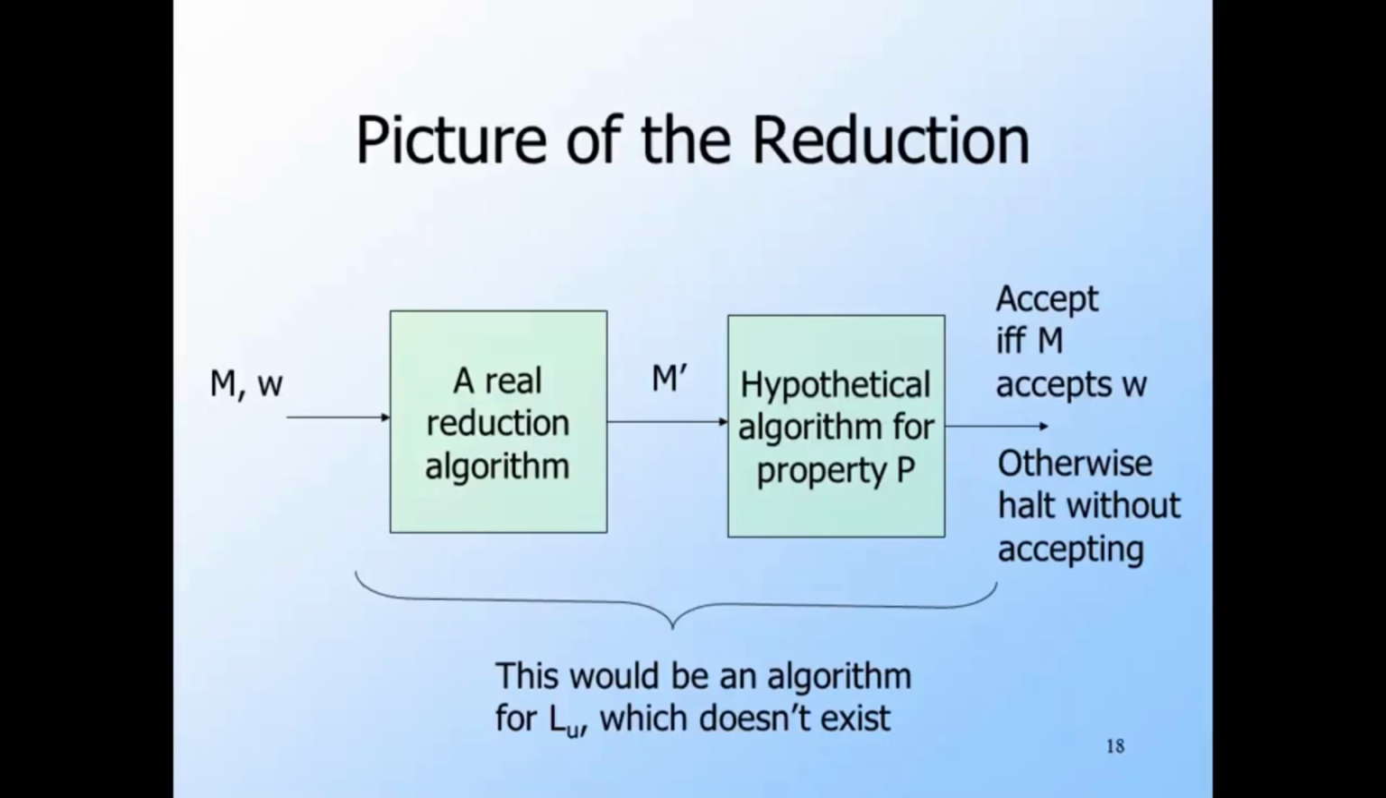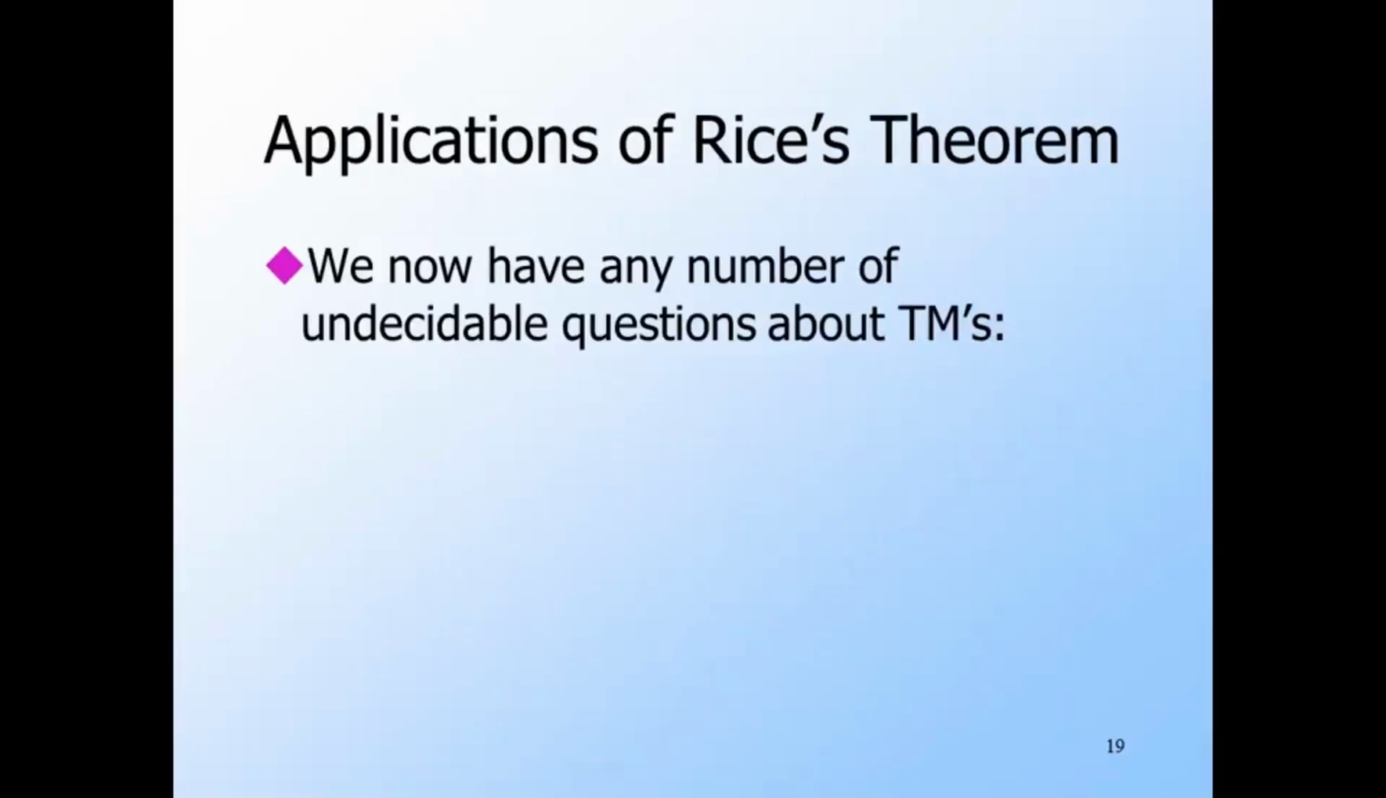Thus, the assumption must be responsible for the false conclusion, and we can conclude instead that there is no algorithm for property P. Thanks to Rice's theorem, we suddenly have an infinite collection of undecidable problems about the languages defined by Turing machines. Here is just a tiny sample of the questions that are undecidable about Turing machines M.